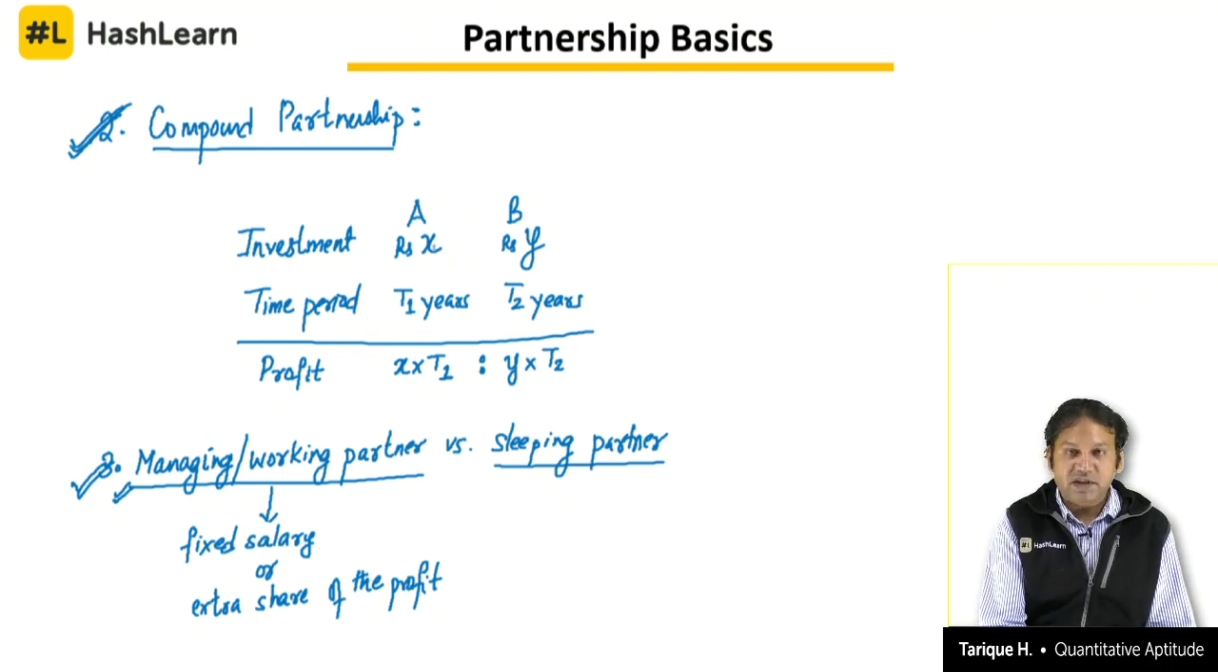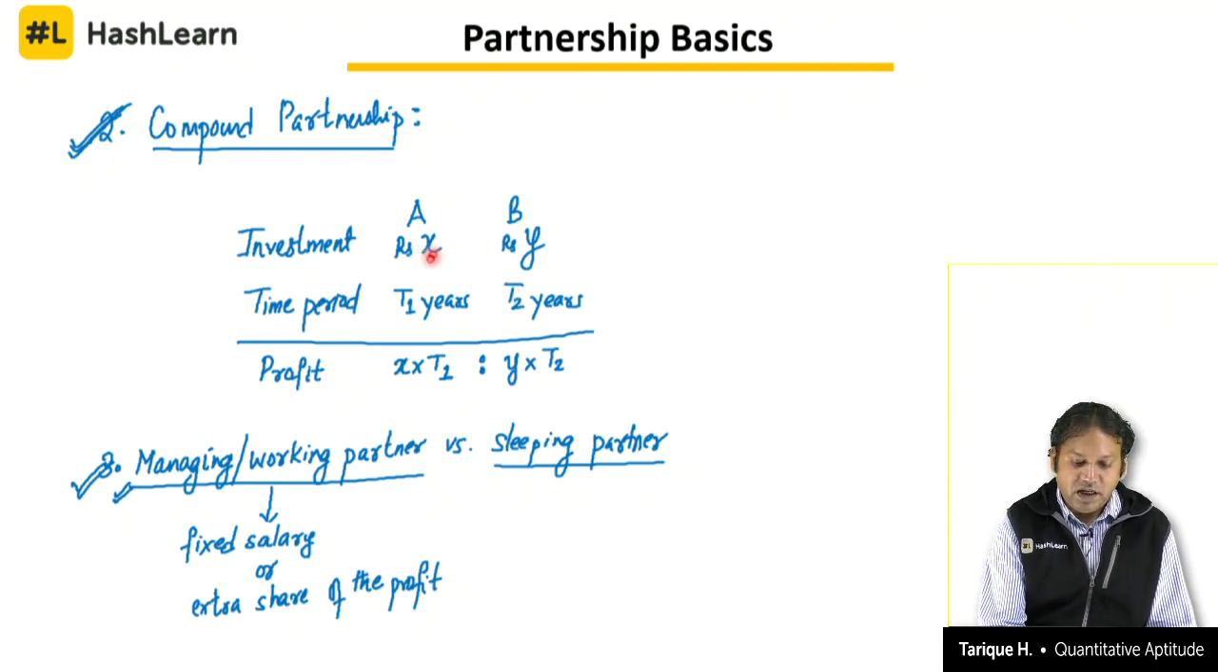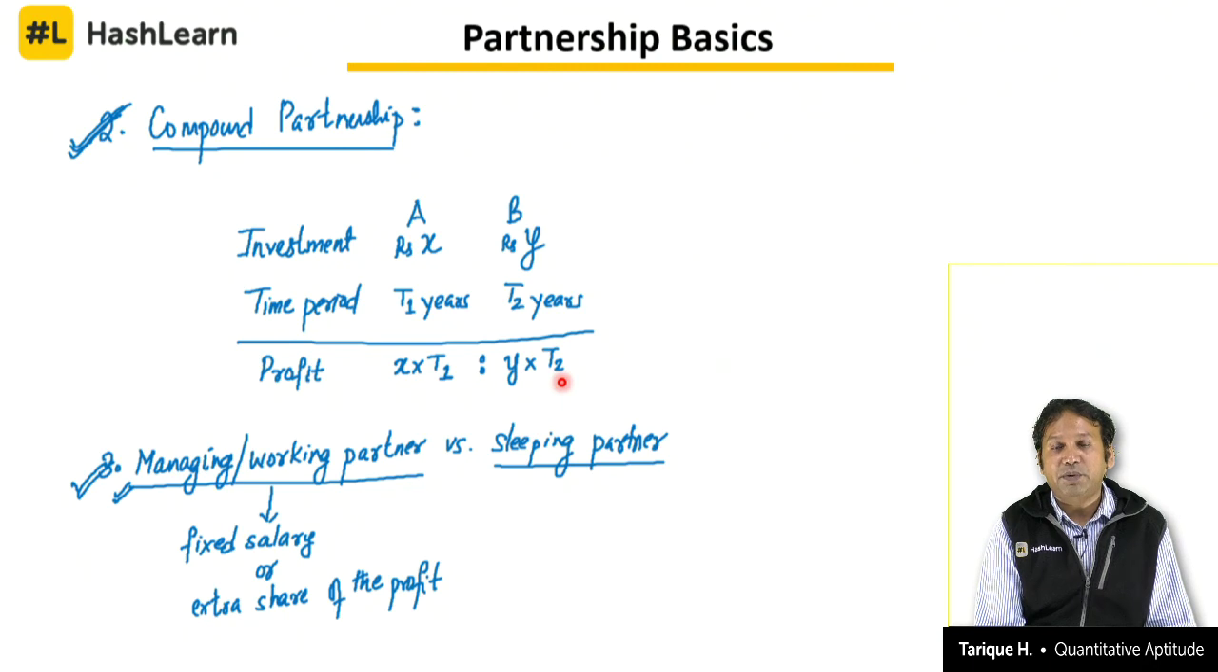So, as you can see, investment is rupees X for A. What is A investing? Rupees X. What is B investing? Rupees Y. But they are not investing for the same time. A is investing for T1 years, let us say 3 years, and B is investing for T2 years, let us say 5 years. So, if the partners are not investing for the same period of time, we have to multiply the investment with the time to get the ratio X into T1 : Y into T2.